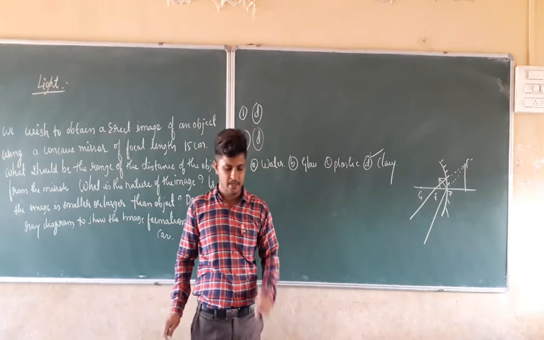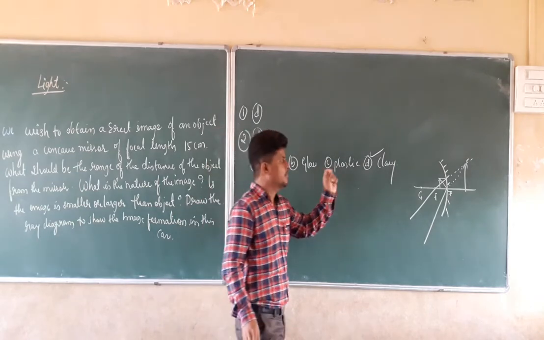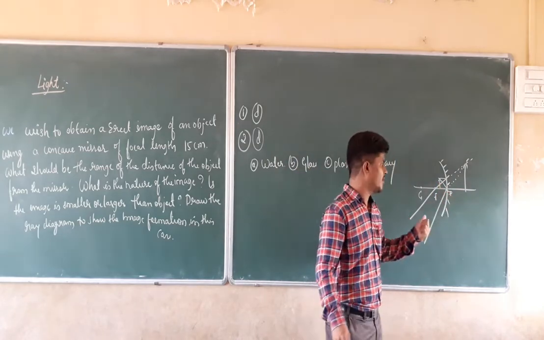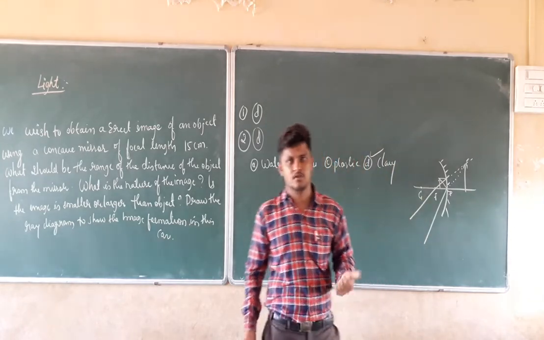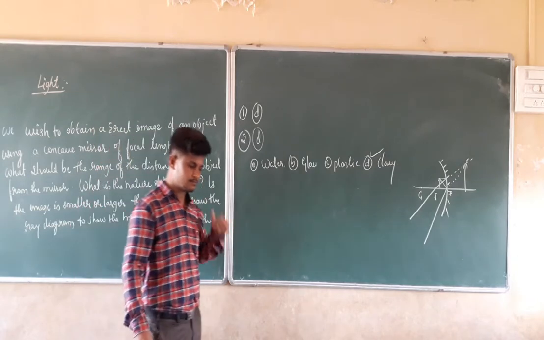That is nothing but between the optical center of the mirror and its principal focus. When you keep the object here, in case of concave mirror, it is going to produce the erect as well as virtual image. So the option for the second question will be equal to D.